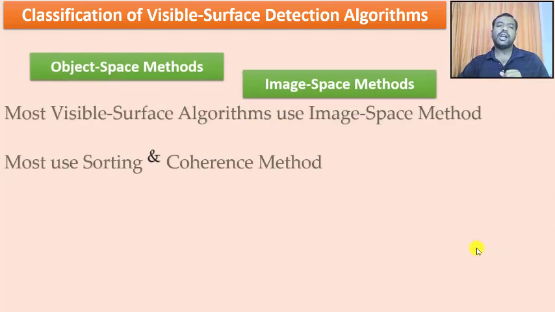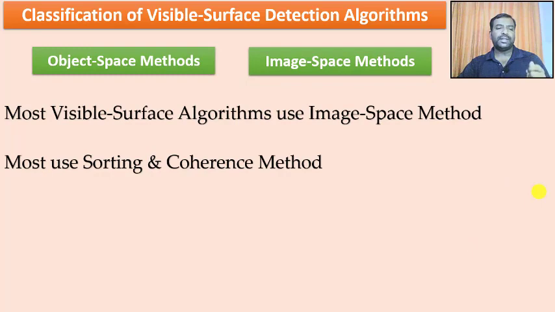So now we are just going to have these two methods or approaches that we can use, and most visible surface algorithms use the image space method, because it's easier to handle. Instead of identifying the object and later working out what is visible and not visible, the image space method is easiest to do, hence most visible surface algorithms use it.